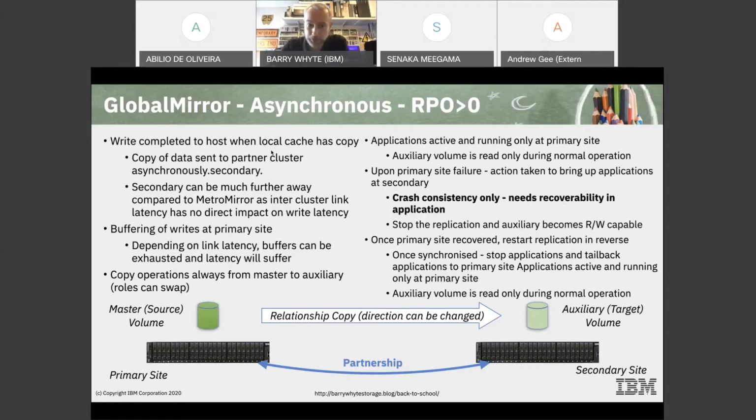The asynchronous nature of this means that the writes are sent to the secondary site asynchronously to the completion of the host IO. By doing that, we can have longer distances between the primary and the secondary site. I think we support up to 8,000 kilometers if you really want to go that far, but obviously there is a finite amount of buffering that can be done because we've got to buffer those writes, send them to the secondary and acknowledge them back.